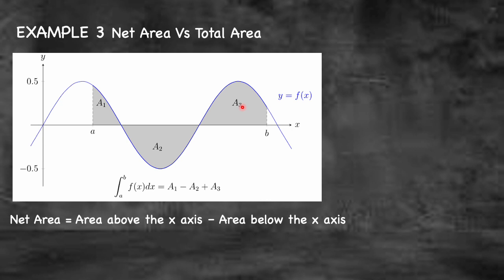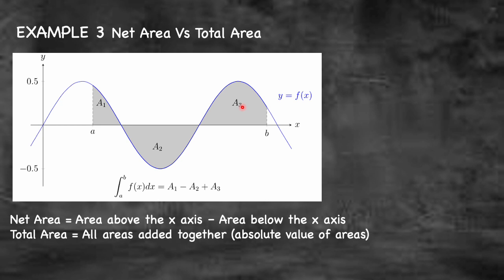That's going to tell us that if it comes out to be a positive number, that means there's more area above the x-axis than below. If it comes out to be a negative number, then that means there's more area below the x-axis than above.